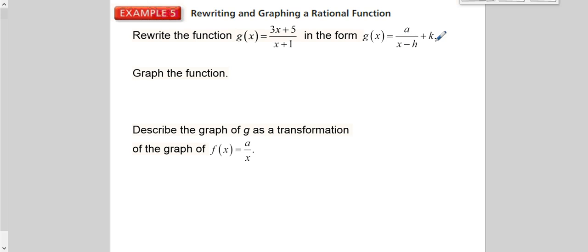We can create it into 2 separate pieces with an addition, to where one of them, the denominator is going to cancel out. So if we want an x plus 1 to cancel out, that means we need to be able to factor out this 3 so that it can be an x plus 1. In order to do that, we need a 3x plus 3. But it's not supposed to be plus 3, it's supposed to be plus 5. So we're going to write it as 2 separate pieces, the 3x plus 3 separate from the plus 2.